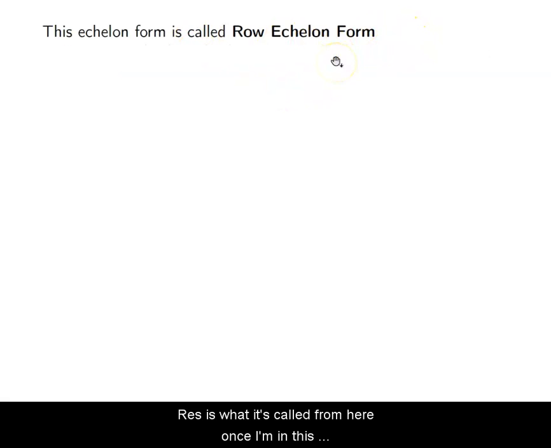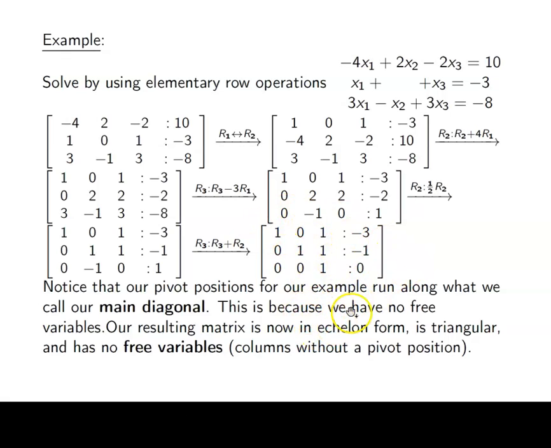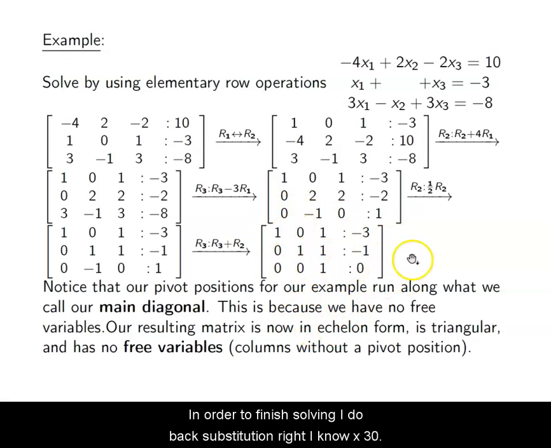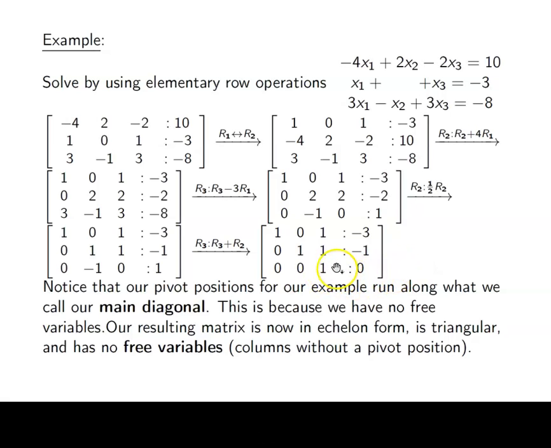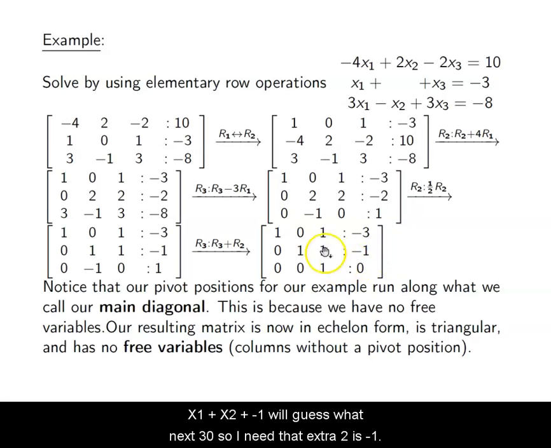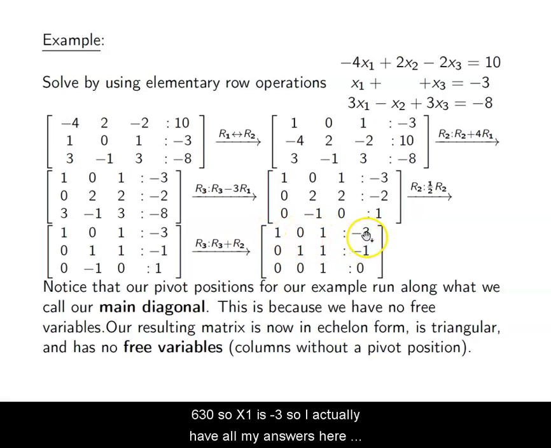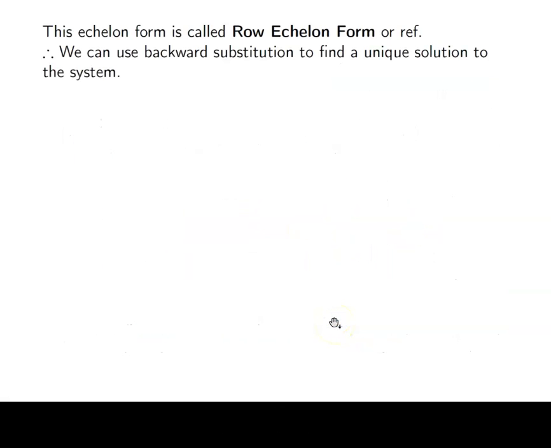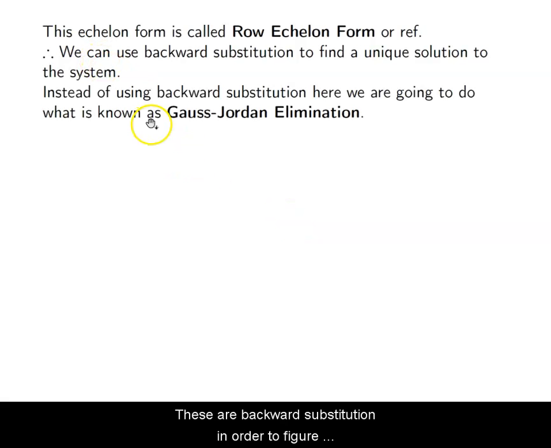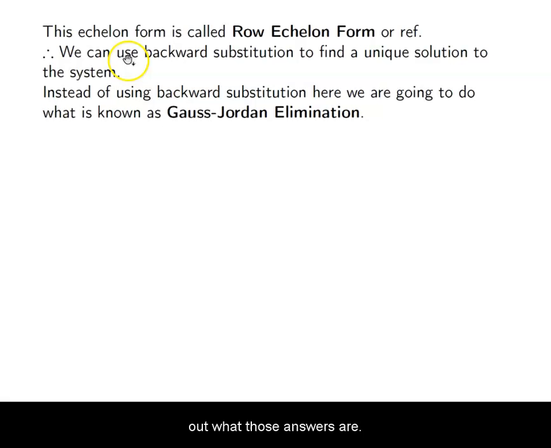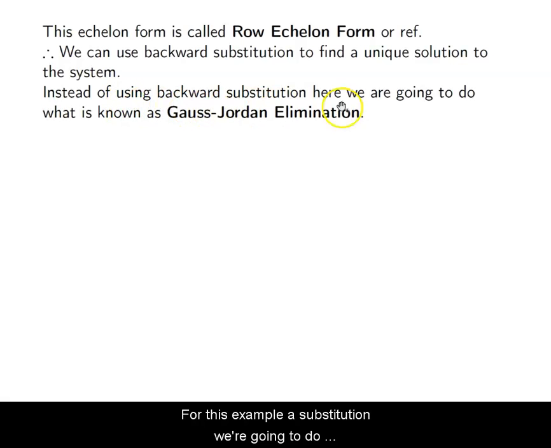Okay, so from here, once I'm in this triangular form, this row echelon form, in order to finish solving, I do back substitution, right? I know x3 is 0. x1 plus x2 is -1. Well, guess what? x3 is 0, so that means that x2 is -1. I also know that x3 is 0, so x1 is -3. So I actually have all of my answers here. Even just by looking at it, I can figure out what they are. But we can use backward substitution to figure out what those answers are, like we did in the last section. For this example, however, instead of doing back substitution, we're going to do a backwards phase.